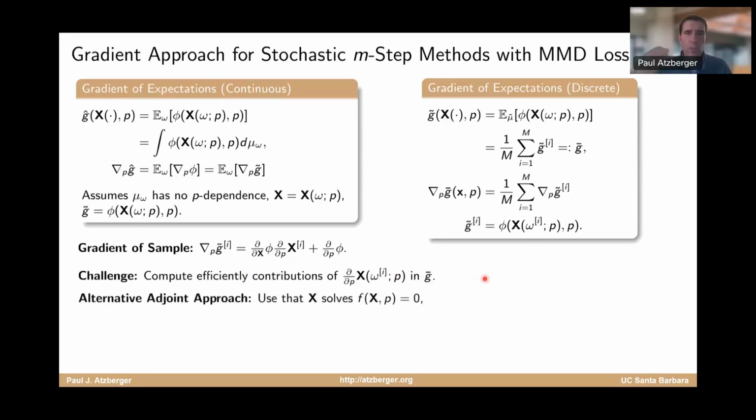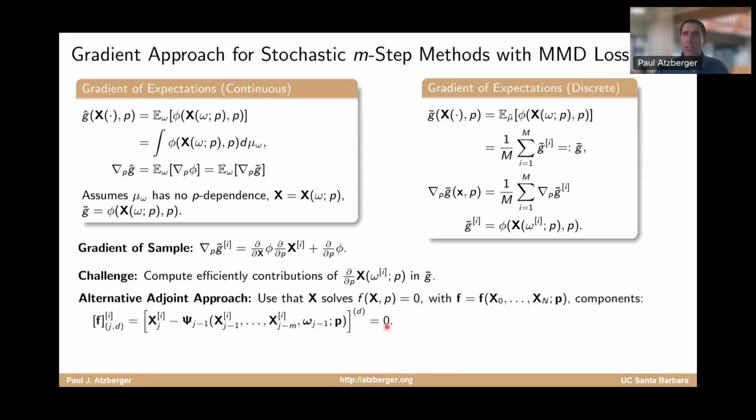So the alternative approach that we're going to take is going to be based on an adjoint formulation, and really what we're going to utilize is the fact that if you look at the solution to that m-step method, you see that it solves this implicit equation here. And so where f has these components, and if we do that, this implicit formulation allows us to utilize the implicit function theorem, which basically says that if we take a derivative in the parameters, we can express it in this way using the total derivative, and we can actually solve for xp in terms of derivatives of f.